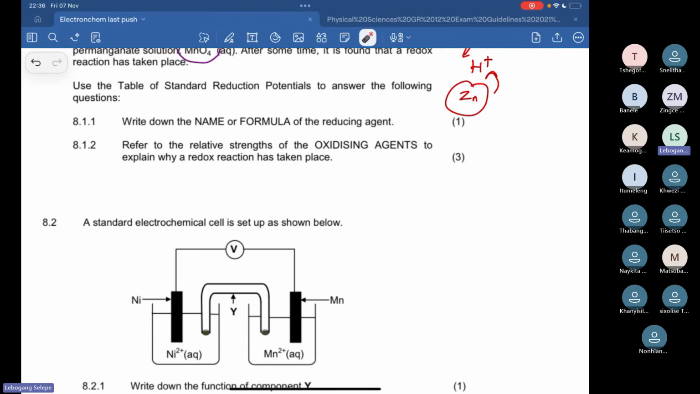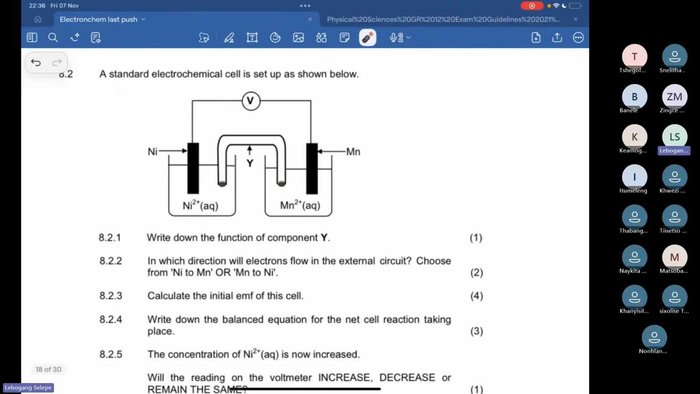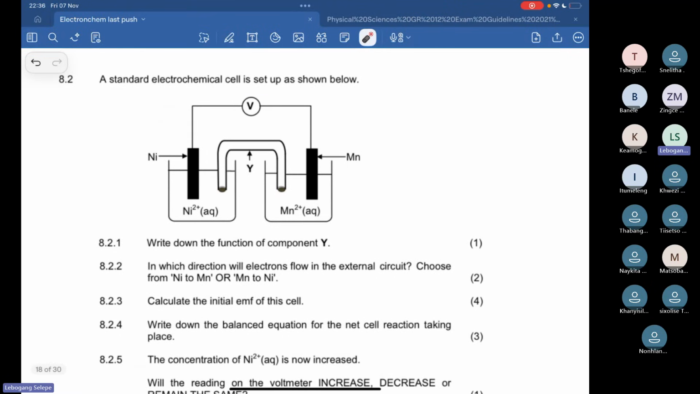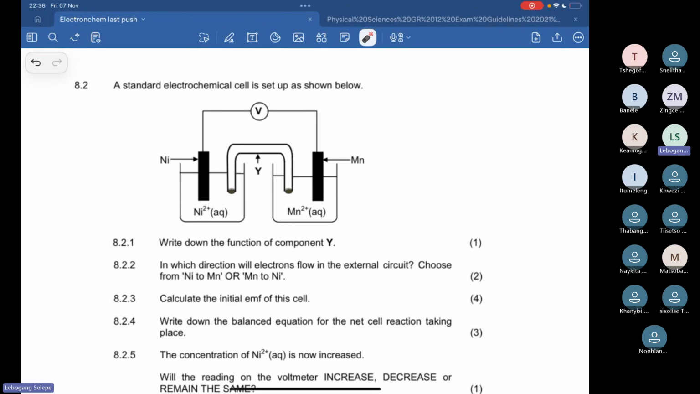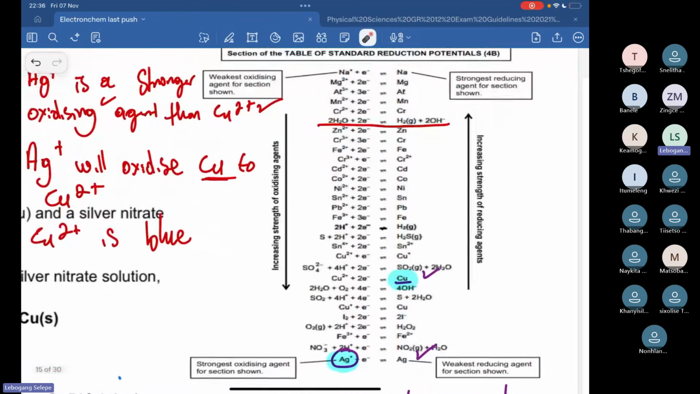Then you'd explain here using the relative strength of either oxidizing agents, right? Then here's a galvanic cell. Guys, I'm sure there is no galvanic cell that you would get wrong at this point. So look, here we have Mn, we have Ni, right? So our donors that are involved are Mn and Ni. So the stronger one should win. We go to our 4B table to determine which one is stronger.